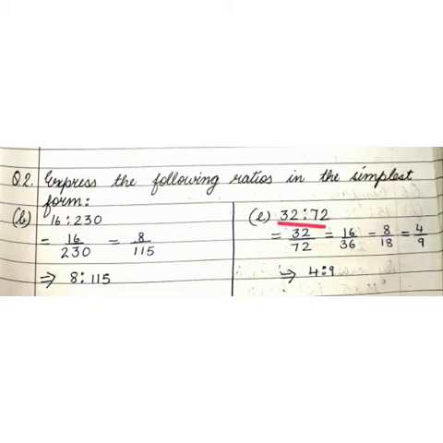E part, 32 is to 72. Now I have written it in the form of a fraction as 32 upon 72. Now cancelling it with table of 2, I am getting 16 upon 36. Then again cancelling with table of 2, I get 2 8s are 16 and 2 18s are 36. Again cancelling it with table of 2, I get 2 4s are 8 and 2 9s are 18. So now I cannot reduce it any further. So 4 is to 9 is in the simplest form.